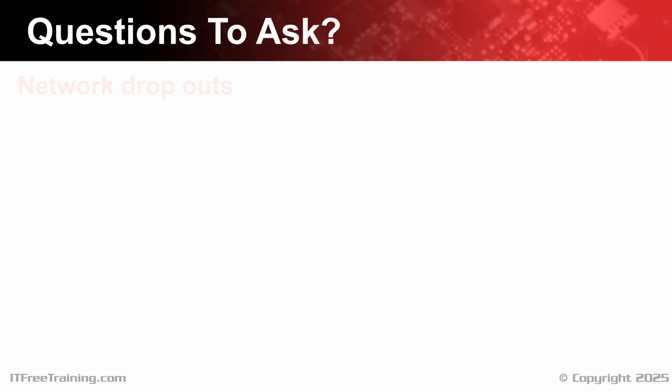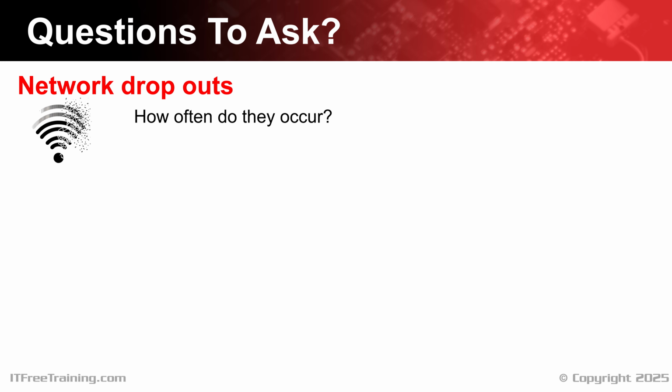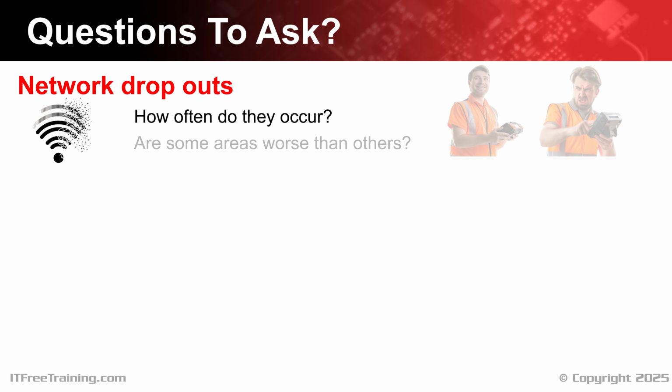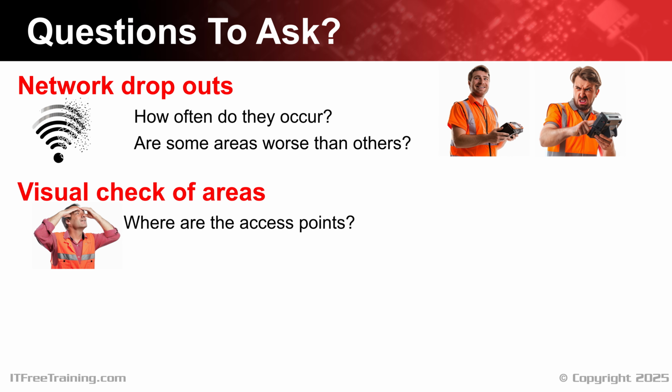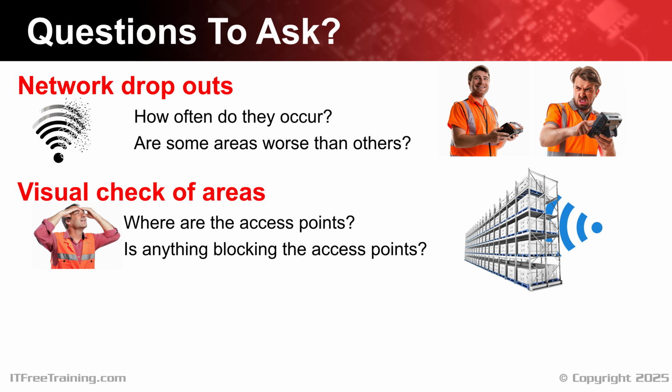Some of the questions I asked were, where are the network dropouts? How often do they occur? Are some areas worse than others? You want to perform a visual check of the area. Where are the access points? Is there anything blocking the access point? In a warehouse, there are going to be a lot of things blocking them. The question you are really asking is, is there a better place I can put the access point so fewer things are blocking them? Lastly, has anything changed?